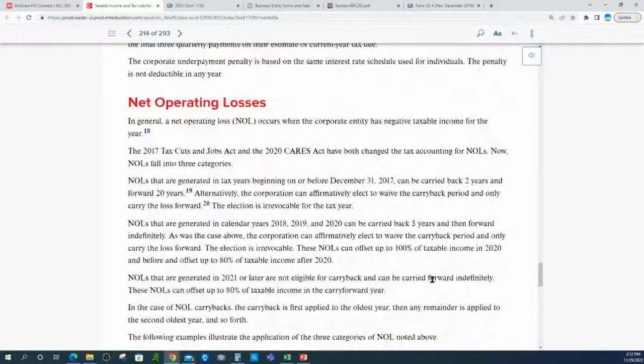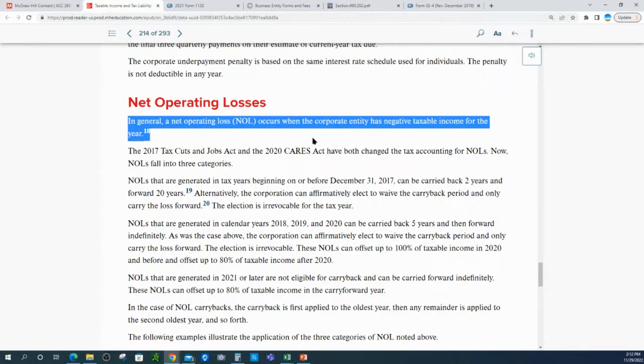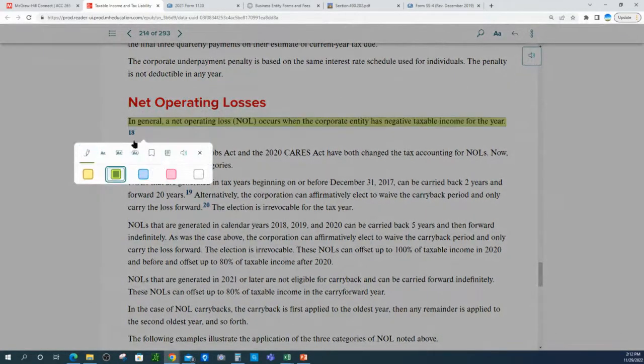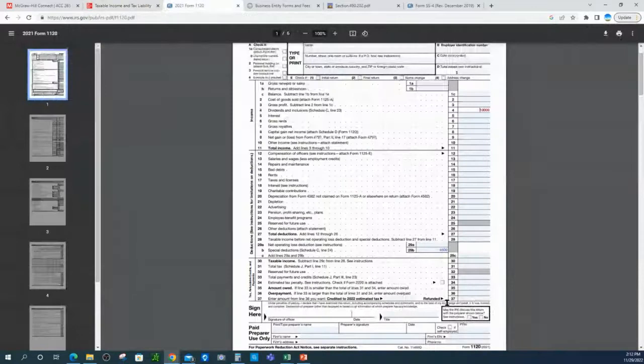Net operating losses. Okay, so what the heck is a net operating loss? So this is when a corporate entity has negative taxable income for the year. So that means, let's go back to our tax return. We have a negative number here. No income.